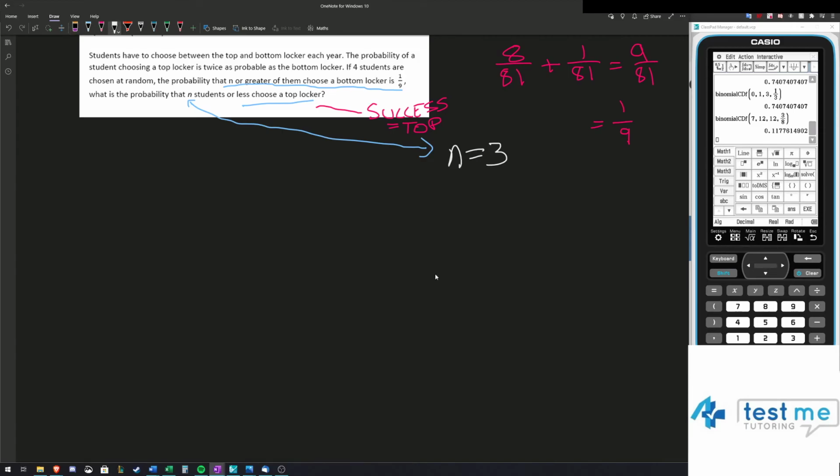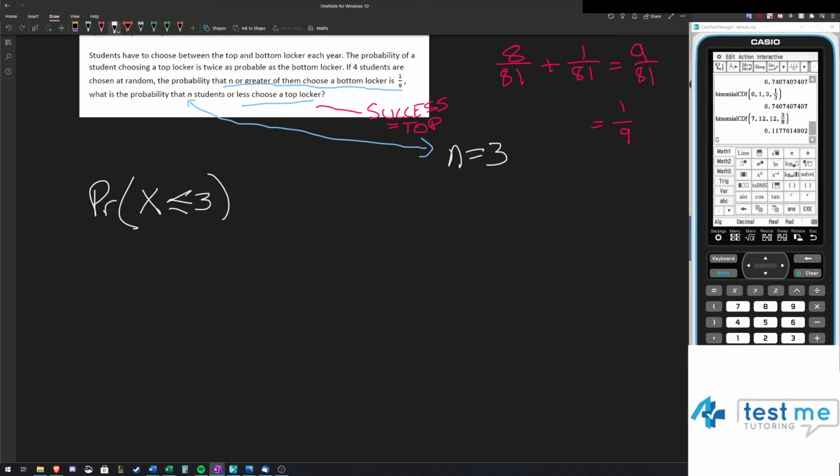It said that if success is top and it's looking for the probability of x being, have I done that the right way again? No. N students or less. Again, probability of n students or less choosing a top locker. So therefore, we want 0, 1, 2, 3 students choosing a top locker.